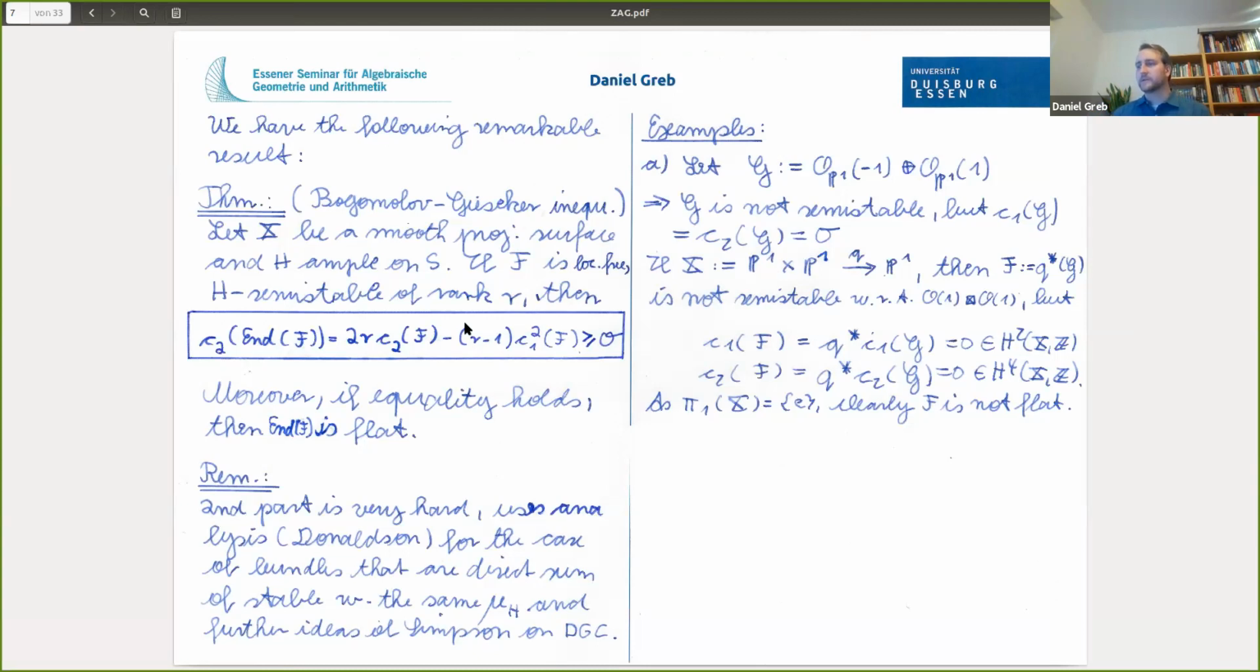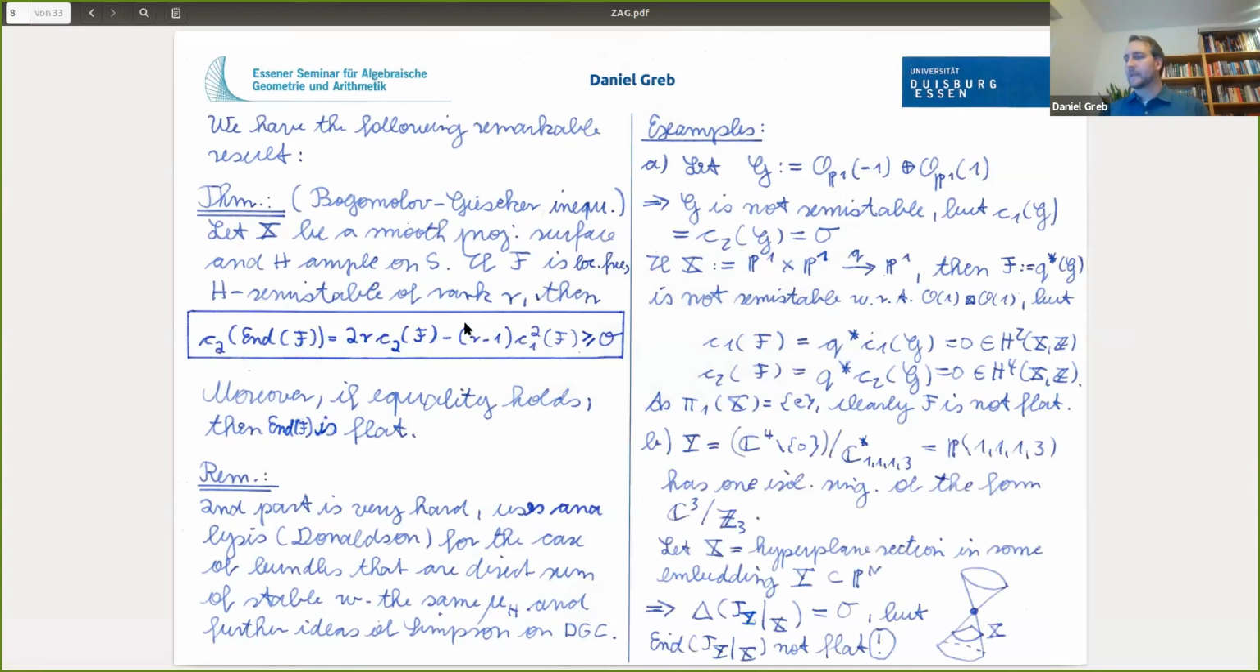A more geometric example in this Fano world is the following. Look at Y, the weighted projective space with weights 1, 1, 1, 3. So it's C^4 minus the origin modulo C*, where the C* acts with weight 1, 1, 1, and then on the fourth coordinate with weight 3. It has one isolated singularity, a cyclic quotient singularity. And then you take X to be a hyperplane section in some embedding of this weighted projective space. For example, you can realize this weighted projective space as a cone over the degree 3 Veronese of P2. And then you take this hyperplane section, and you restrict the tangent sheaf of the bigger space, of this cone, to the smooth hyperplane section.